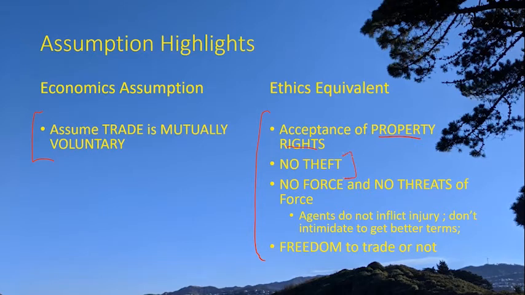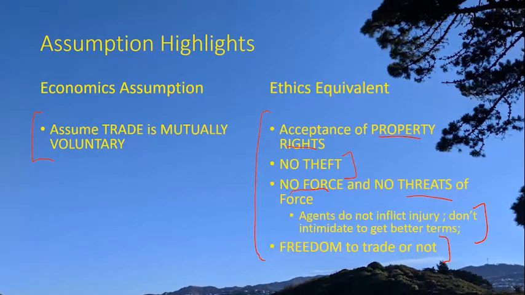It corresponds to the idea that you're willing not to steal from each other or engage in theft, that you're not going to use force or coercion or threats of force. You're not going to inflict injury on other people in order to intimidate them and get better terms of trade. And kind of importantly, at the end here, you're actually giving people in this model the freedom to engage in trade if they want or not engage in trade if they don't want.